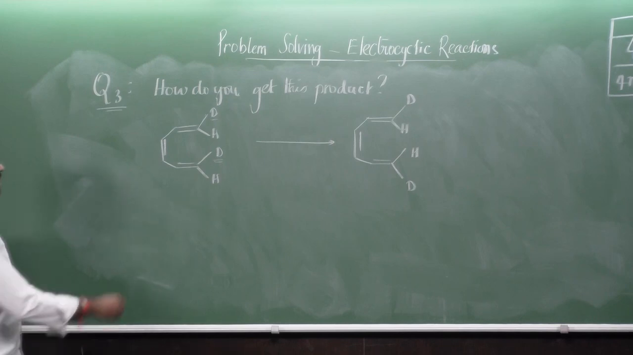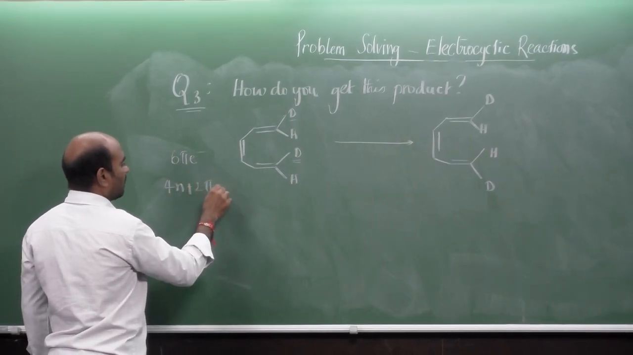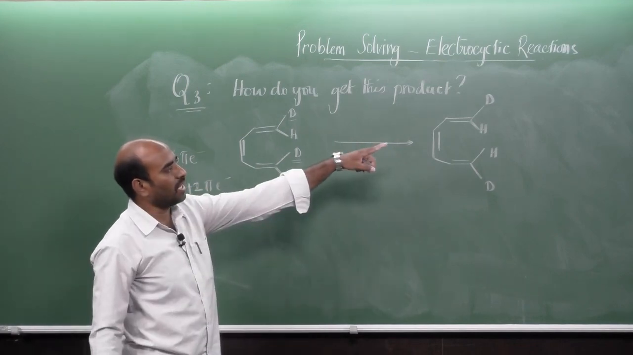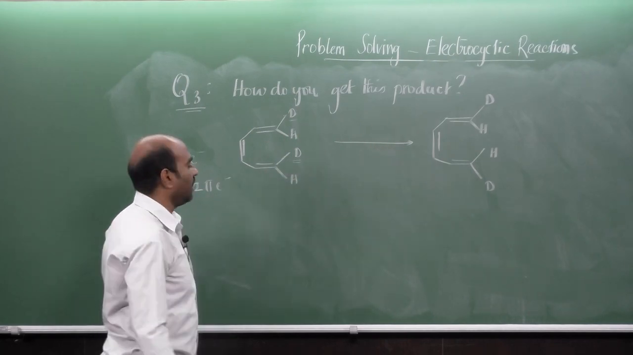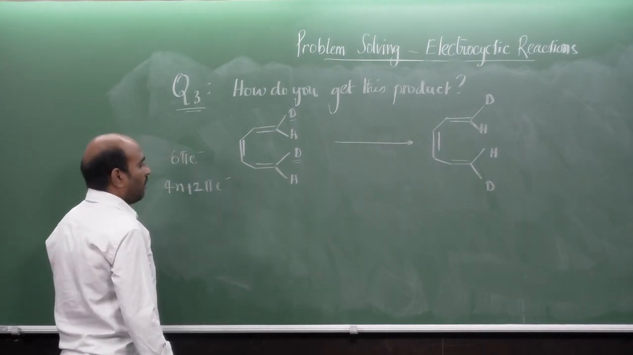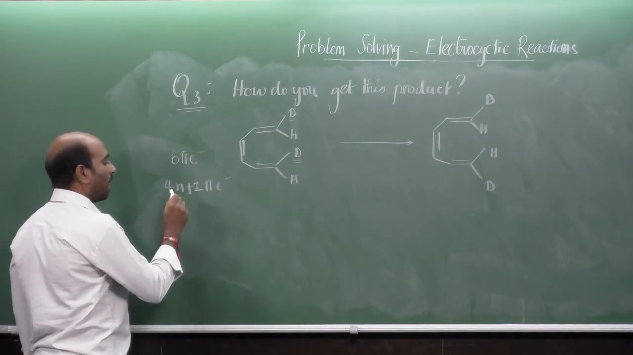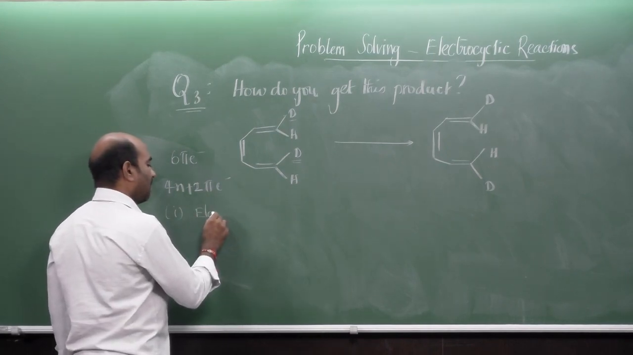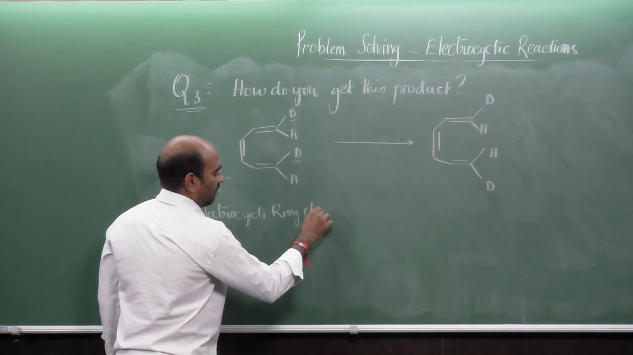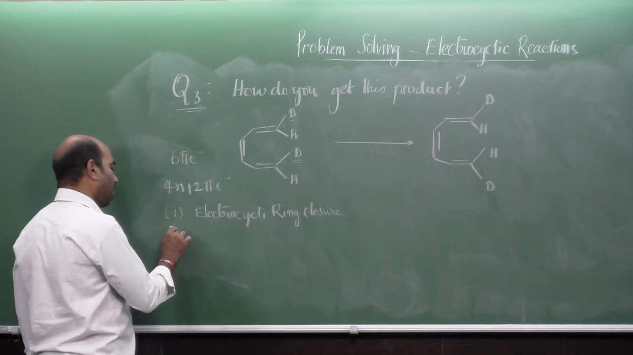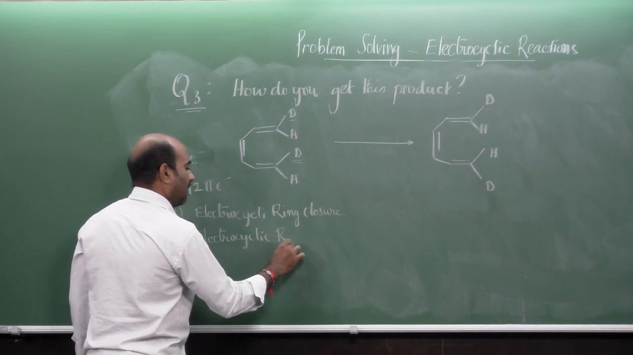First thing is you need to identify the number of pi electrons involved. So this is 6 pi electrons, therefore a 4n plus 2 pi system, right. So for a 4n plus 2 pi system, as you can see, under thermal conditions this mode of rotation is allowed, under photochemical conditions con mode of rotation is allowed, right. Now, this molecule will undergo the reaction to give that product in two different steps. The first step is electrocyclic ring closure reaction, and the second step is immediately electrocyclic ring opening reaction, right.